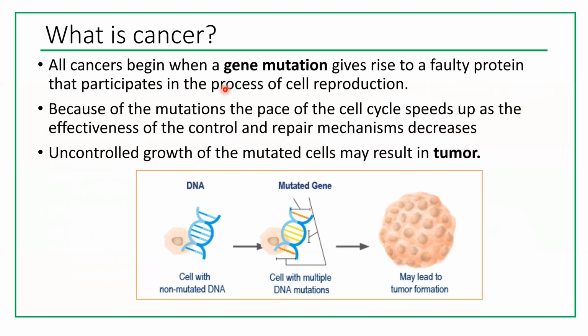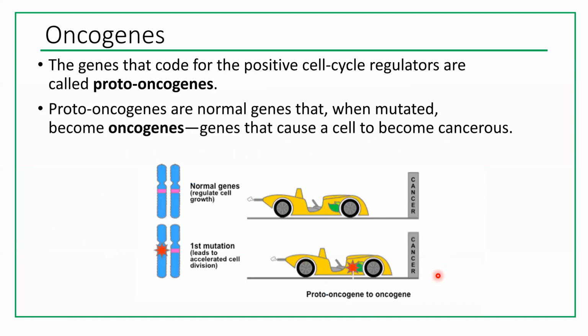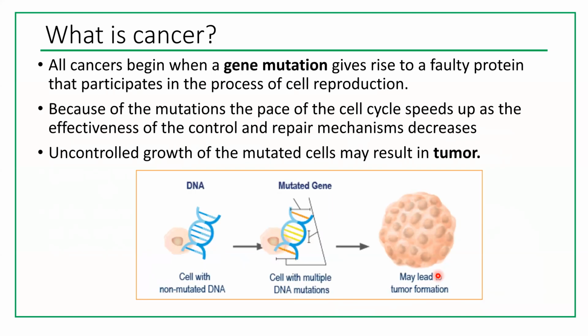So all cancers start with a gene mutation. So here's a cell, nucleus inside, and DNA within this nucleus. So this cell does not have any mutated DNA. Now, if mutation happen in a specific gene, right, that's responsible for cell division, then this cell may start to divide without control and form a tumor. Now, what genes? Because it can't be just any gene. They need to be specific genes where mutation happen.